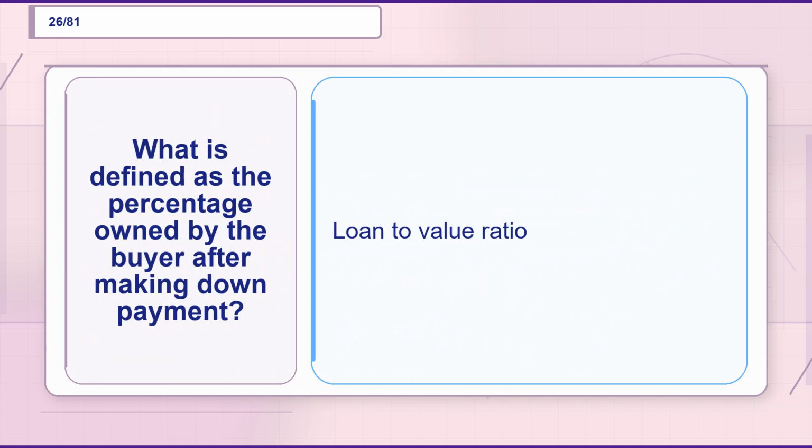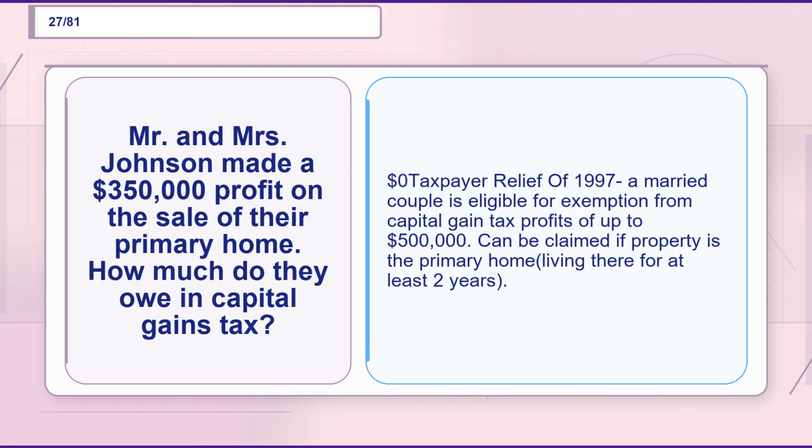What is defined as the percentage owned by the buyer after making a down payment? Definition: loan-to-value ratio. Flashcard 27. Term: Mr. and Mrs. Johnson made a $350,000 profit on the sale of their primary home. How much do they owe in capital gains tax? Definition: $0.